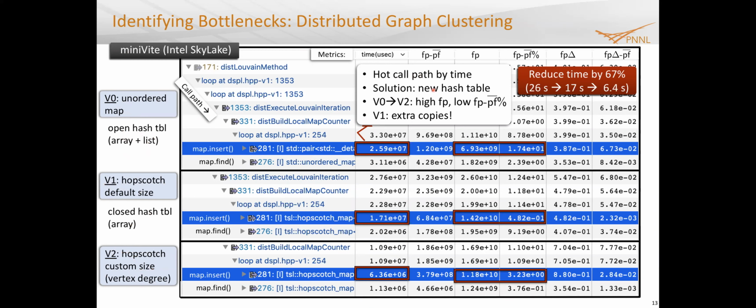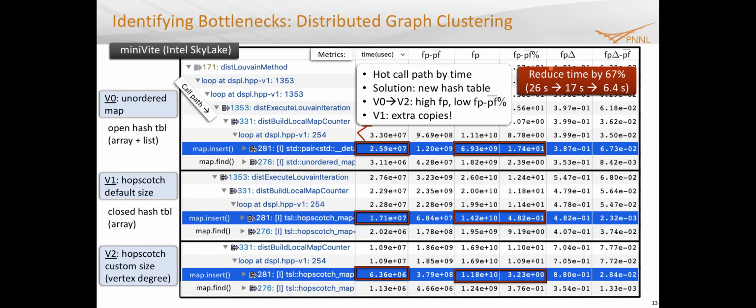We look at the hot call path by time, and you can see here that from V0 to V2, it reduces time by 67%, from 26 seconds to 6 seconds. But if you look at the third column, the total footprint, we can see that while V0 has almost 7 GB of footprint, V2 has 12 GB. This doesn't make sense at all. By just looking at the footprint, we cannot say why this is faster.